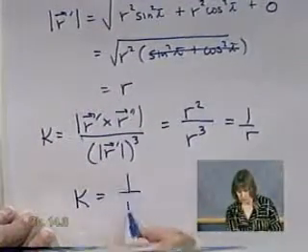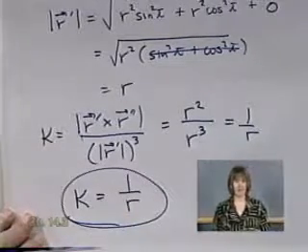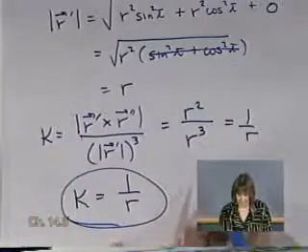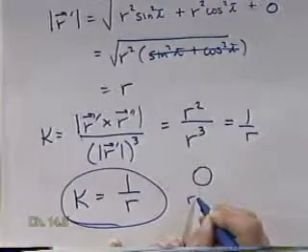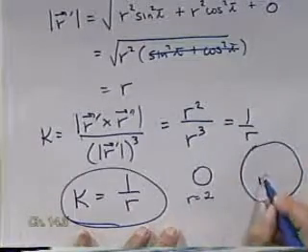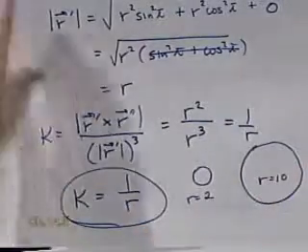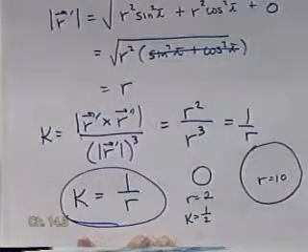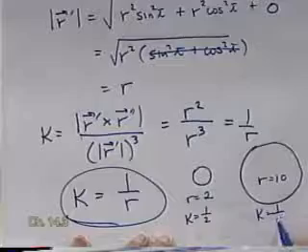Curvature is the reciprocal of the radius of the circle. That makes sense. Here's a little tiny circle whose radius is 2. Here's a bigger circle whose radius is 10. I can tell you the curvature of this circle is a half. The curvature of this circle is a tenth.